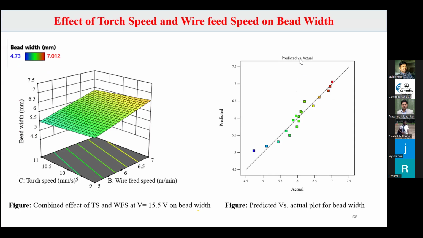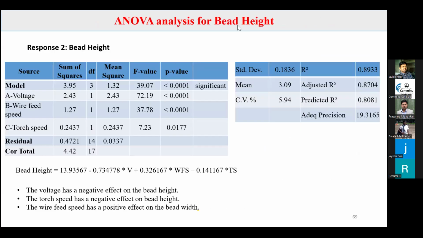Here you can see this is the predicted versus actual graph. All the predicted points are very close to the actual ones. Then this is the ANOVA analysis for bead height. Earlier it was for bead width. This is for bead height.